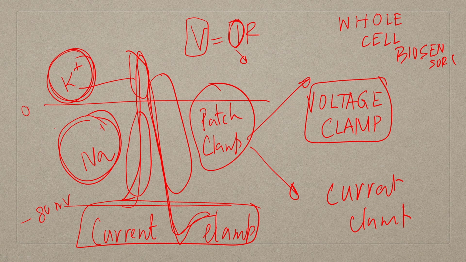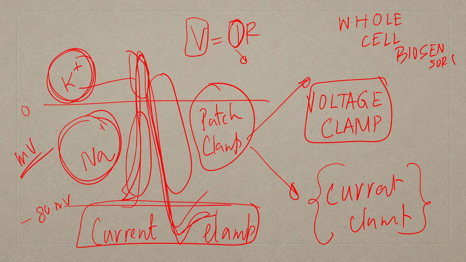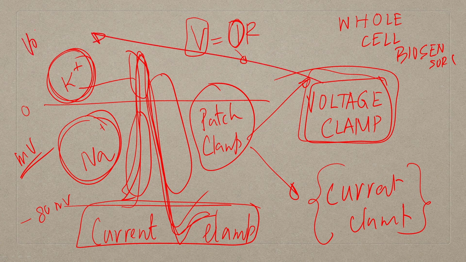So, all the studies were mostly revolved around current clamp. You are fixing the current and you are seeing the change in the voltage. I was repeatedly telling you it is in millivolts. Voltage clamp changed everything, and that opened up the whole field of voltage gated ion channels.